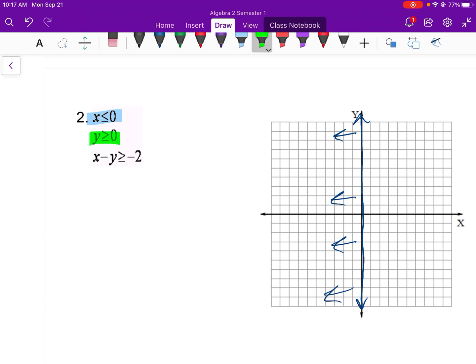Okay, now moving to our y is greater than or equal to. That is a horizontal line going through 0, and since it's greater than or equal to, we've got a solid line, and since it's greater, we're looking above the line. So our answer will be somewhere in quadrant 2.